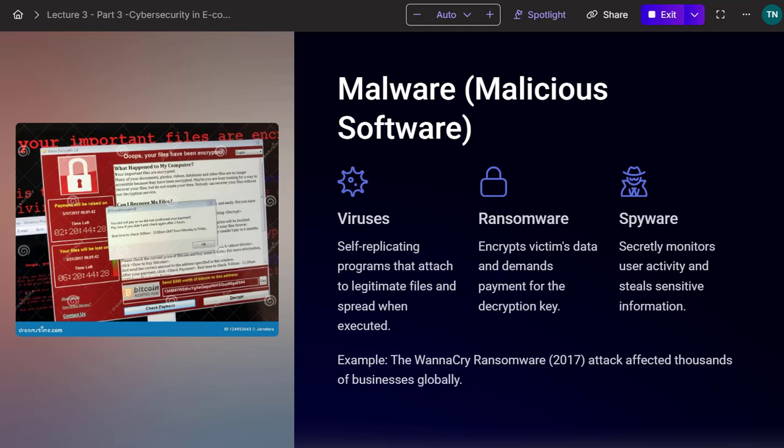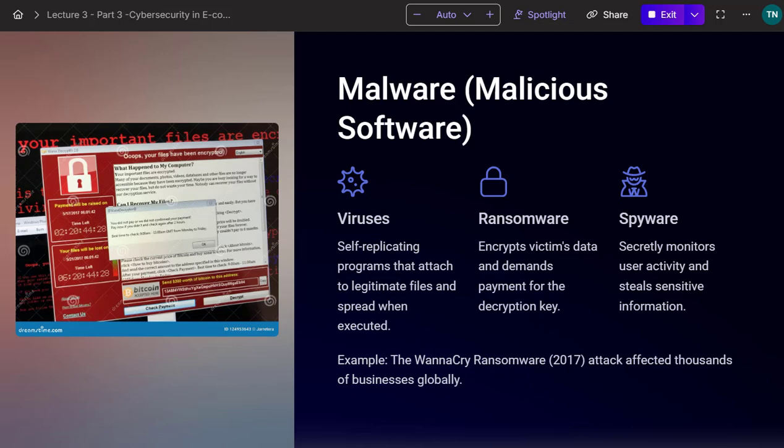Viruses are self-replicating programs that attach to legitimate files and spread. When executed, ransomware encrypts the victim's data and demands a payment for the decryption key. Sometimes they pay, sometimes they don't, and sometimes the attackers don't even decrypt after receiving the payment, right? Spyware secretly monitors user activities and steals sensitive information.